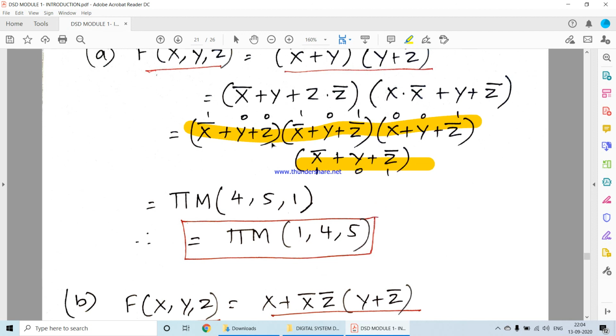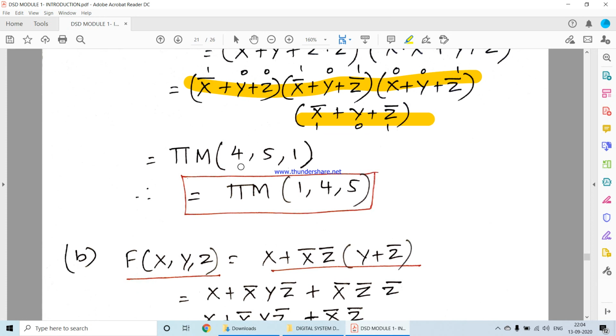Now, if I try to write in decimal, x bar is 1 because in max term, the complemented term is 1, whereas the normal term is 0. Therefore x bar is 1, y is 0, z is 0. 1, 0, 0 is 4. Similarly, x bar is 1, y is 0, z bar is 1. 1, 0, 1 is 5. Similarly, x, y, z bar, which is x is 0, y is 0, z bar is 1. 0, 0, 1, therefore 1. And this you get again 5 because already 5 is there, so you can eliminate this. Therefore, I got 4, 5, 1 with pi m. Pi m of 1, 4, 5 is the answer.